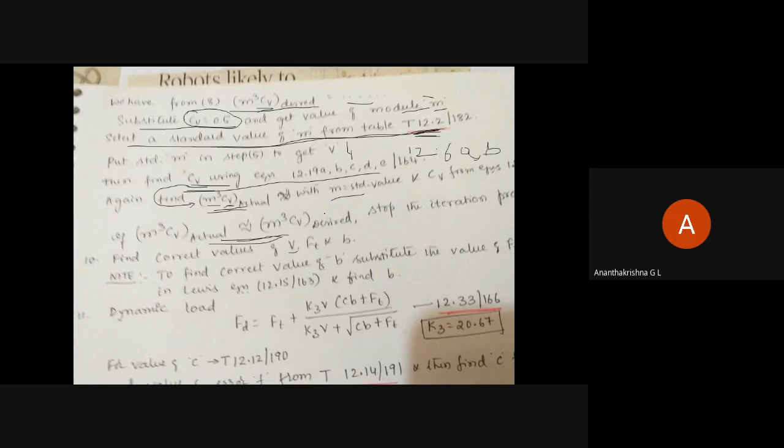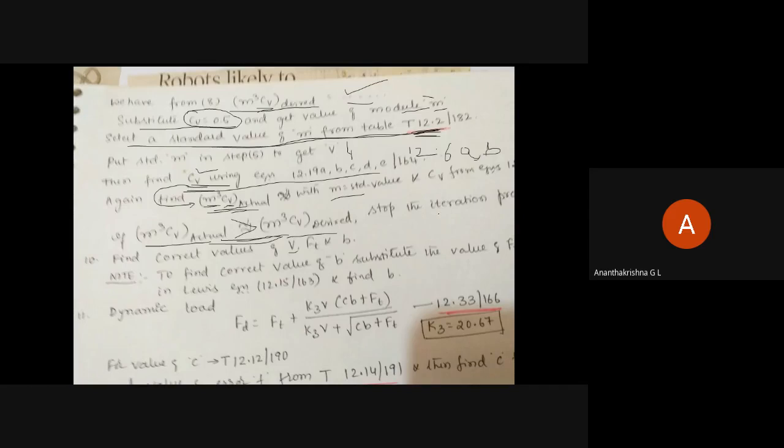You understood what I said? Did you understand what I said? Yes, sir. Got the clarity? That means you are going to take standard value of M, then find out velocity. For that velocity, you are going to find out velocity factor CV. Now, with the new value of velocity factor CV, multiply that with the standard module M cube, you will get m cube CV actual. Compare m cube CV actual with m cube CV desired that you have got at this step. See that m cube CV actual is slightly greater than m cube CV desired.